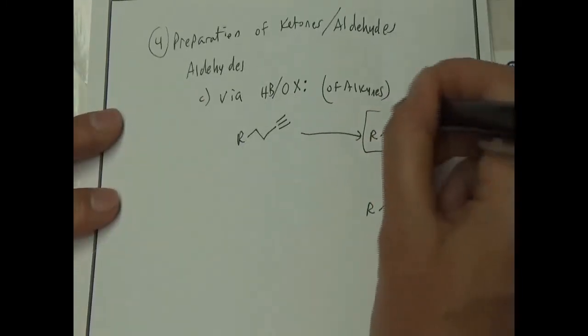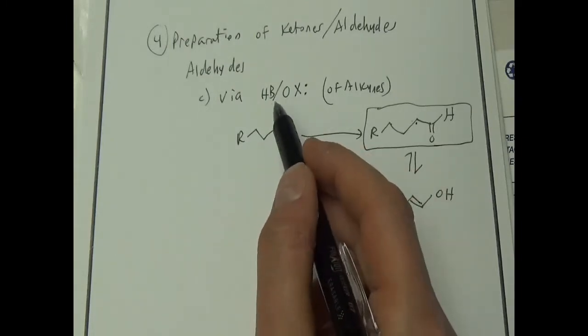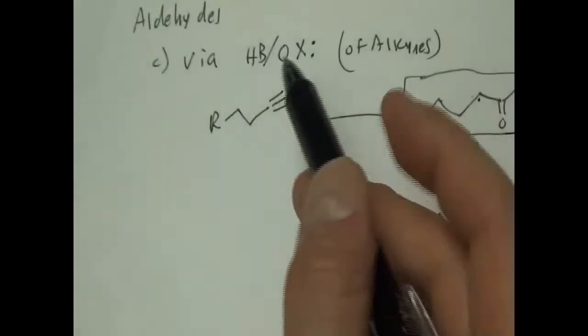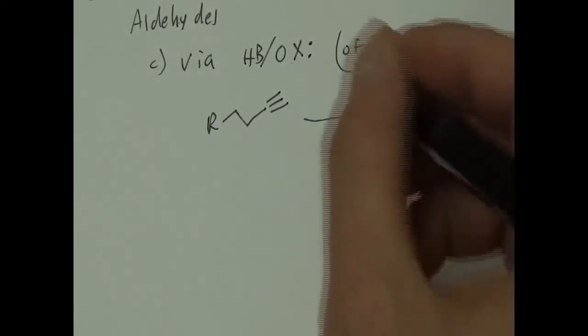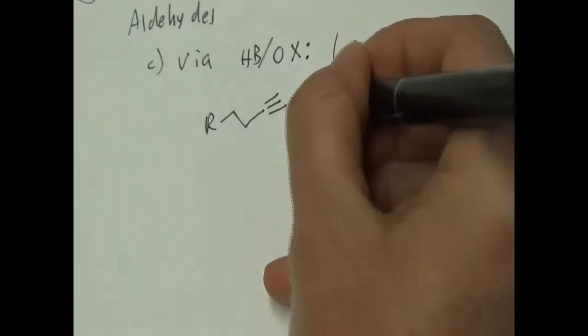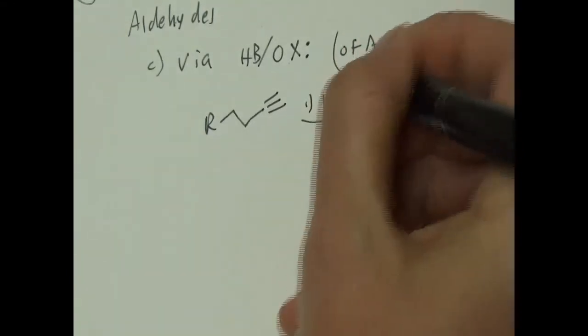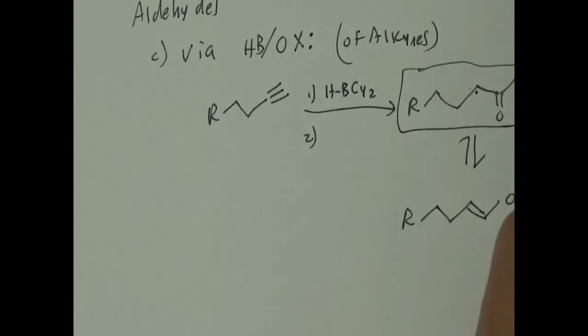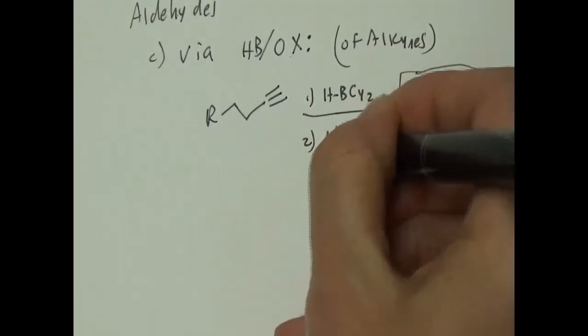And what was the reagent? It was HBOX. What does the B mean? What element is B in the periodic table? B. It's hydroboration. It's a boron thing. So it is HBCy2. And all the boron reactions end with NaOH, H2O2. Okay.